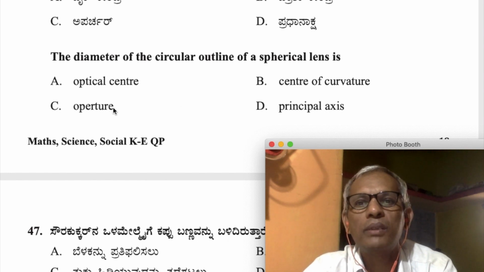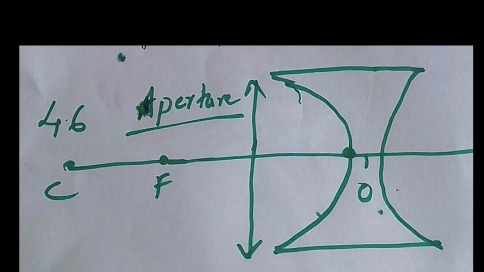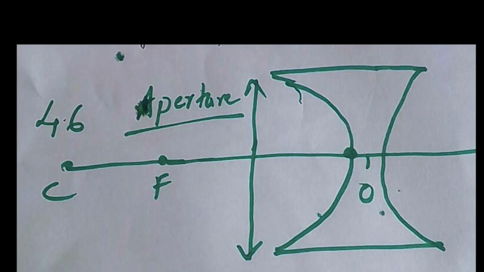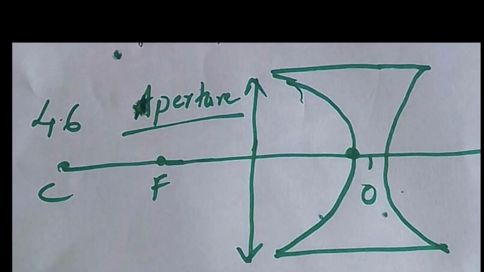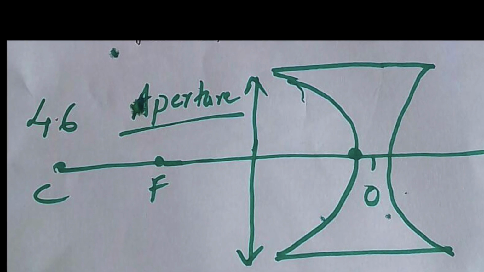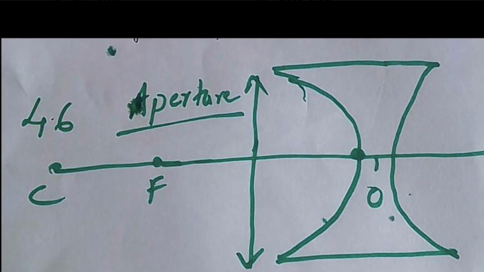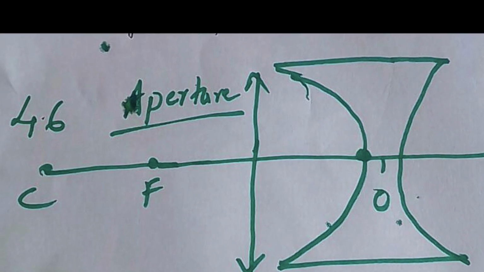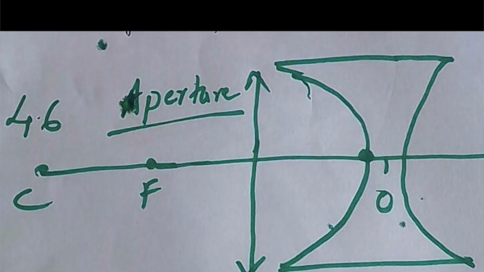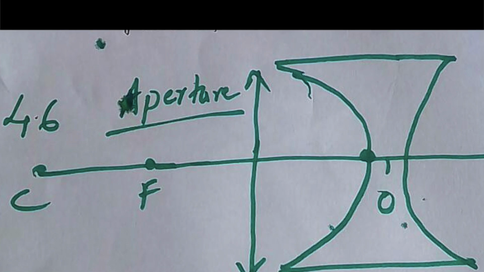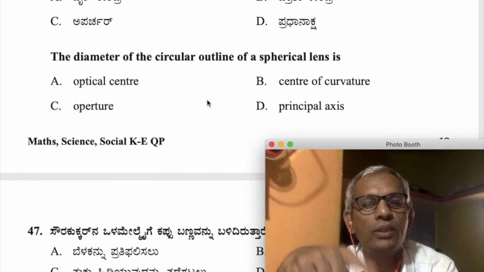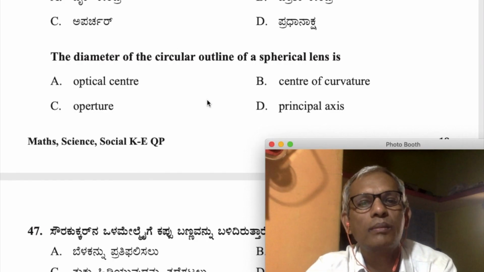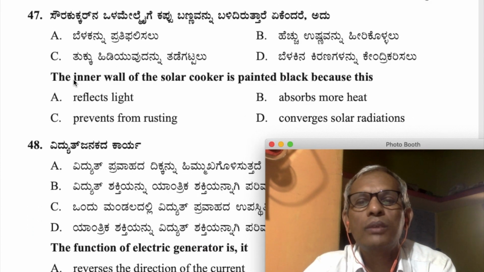It is aperture. You have to know that whether you take a convex lens or a concave lens, the diameter between the two poles of that curvature is called the aperture. So the answer is aperture. Move on to question 47.